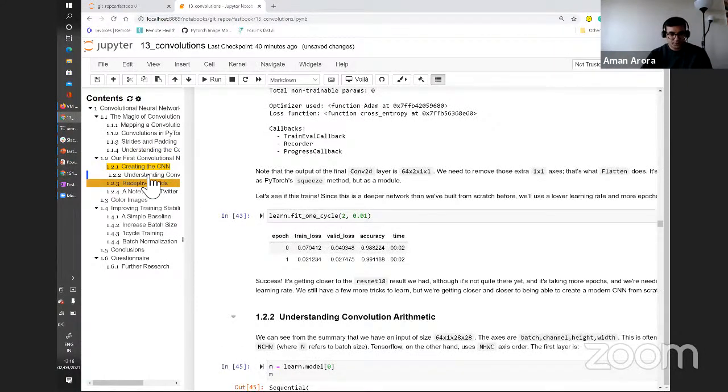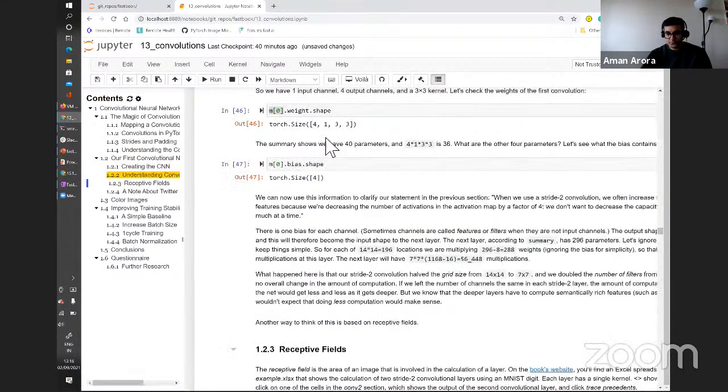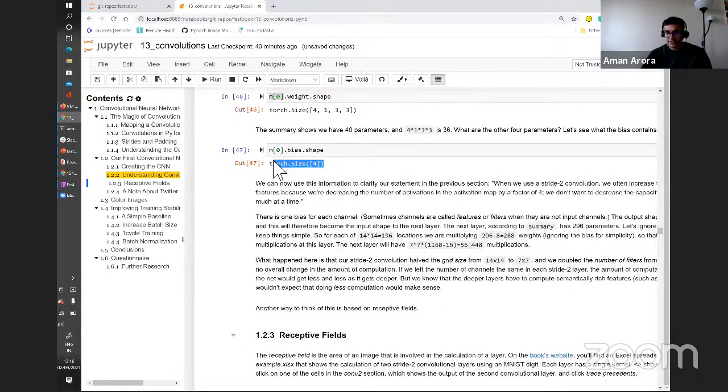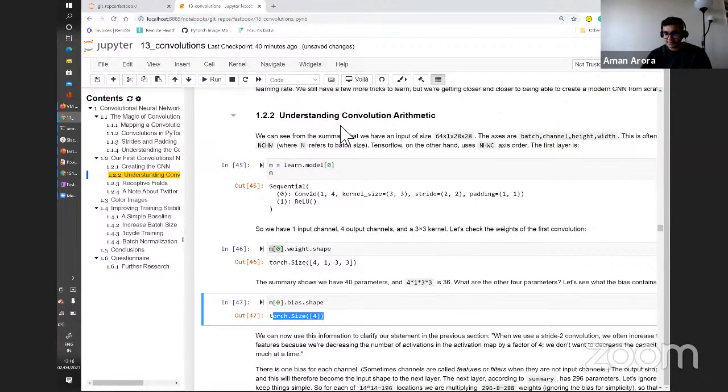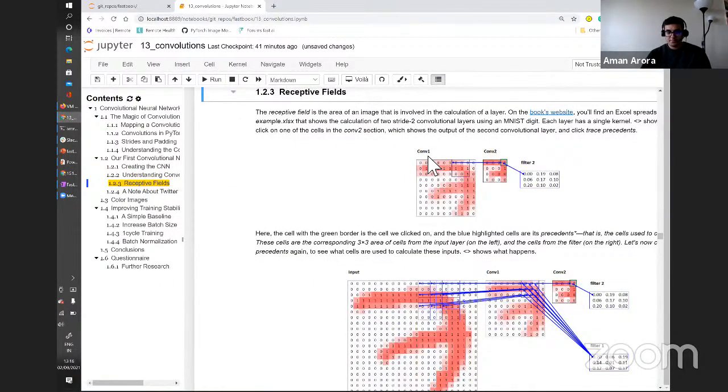Sorry, that was 1.2.2, wasn't it? So 1.2.2, you can see the bias shape is 4. I won't spend a lot of time on 1.2.2 because again, this is something that we covered in a lot of depth last week. So starting with receptive fields.